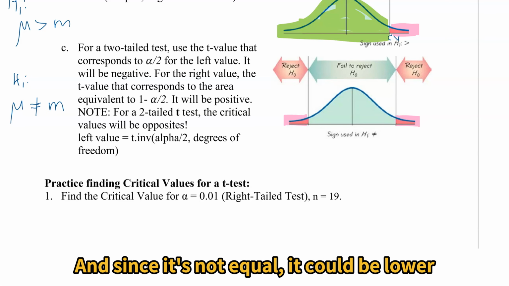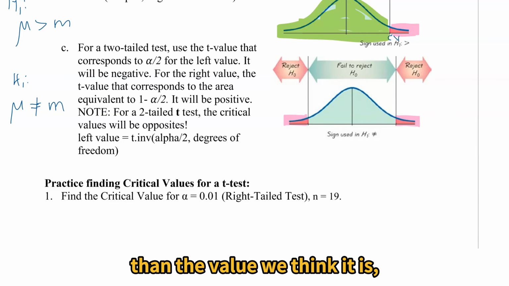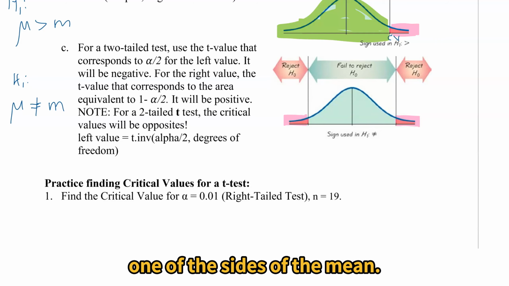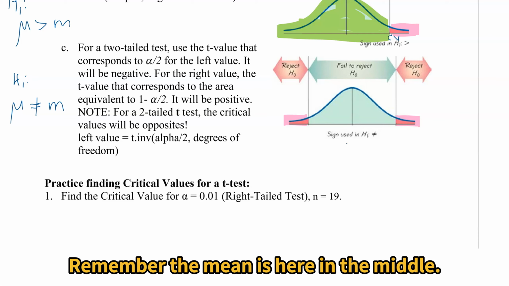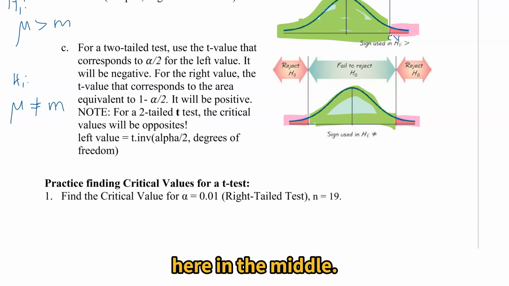And since it's not equal, it could be lower or it could be higher. If it's too far away from the value we think it is, then our test statistic is going to sit on one of the sides of the mean. Remember, the mean is here in the middle. And then we have the non-rejection region here in the middle.